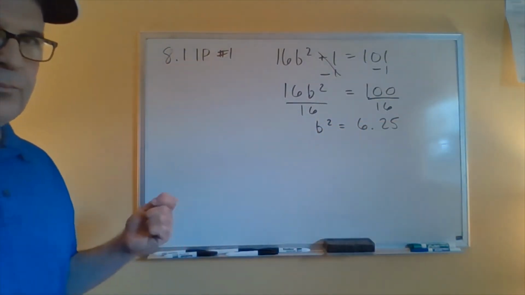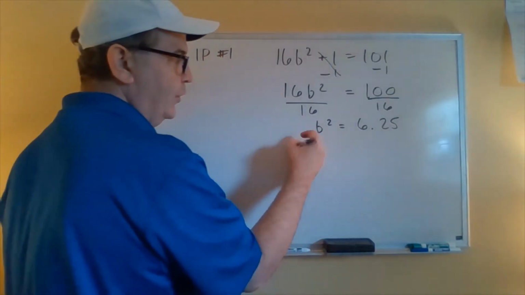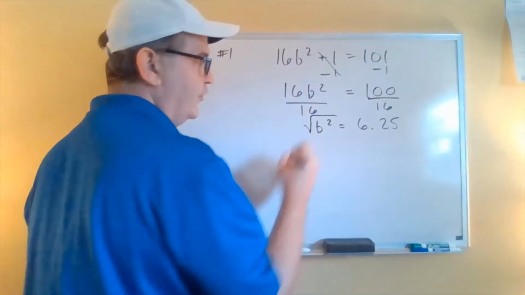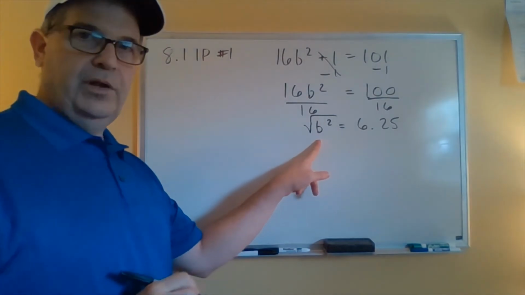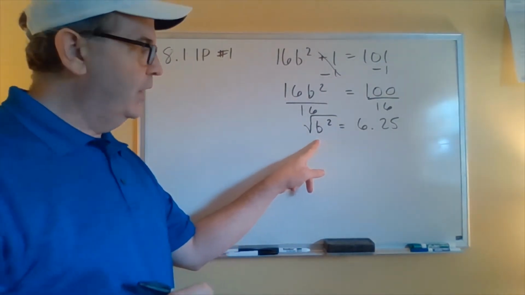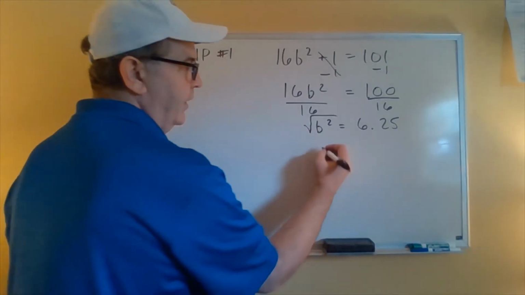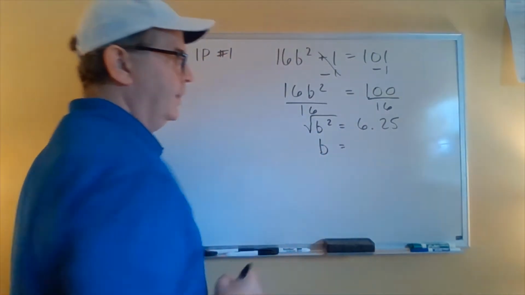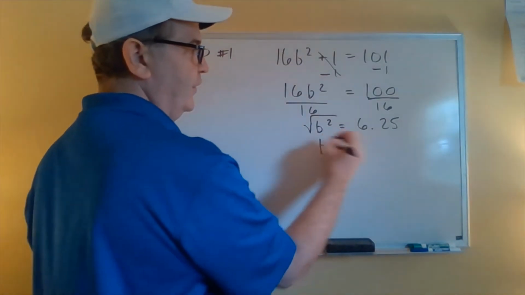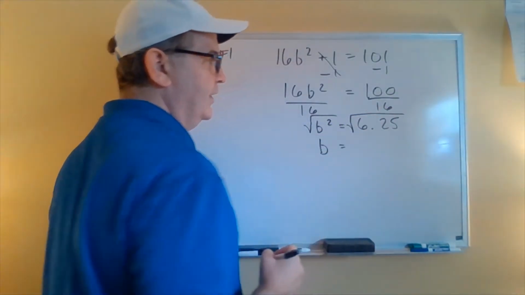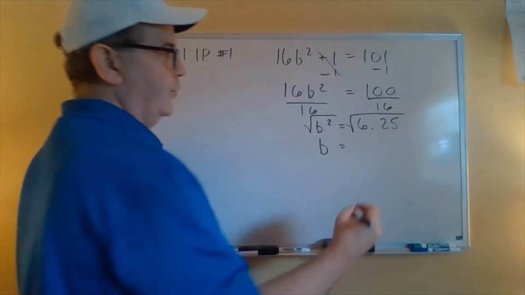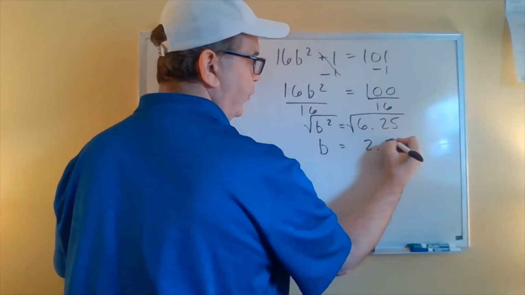Now I'm solving for b. So what do I want to do? I want to take the square root of each side. And when I do that, if I take the square root of something squared, I just get whatever it was originally. So the square root sign and the square cancel each other out. I'll be left with just b. If I take the square root of the left side, I have to take the square root of the right side. So the square root of 6.25 is 2.5.